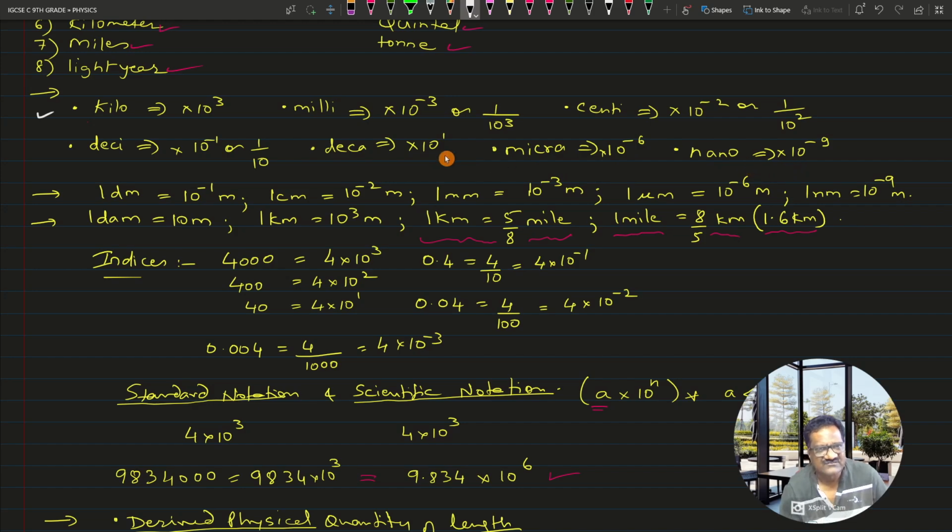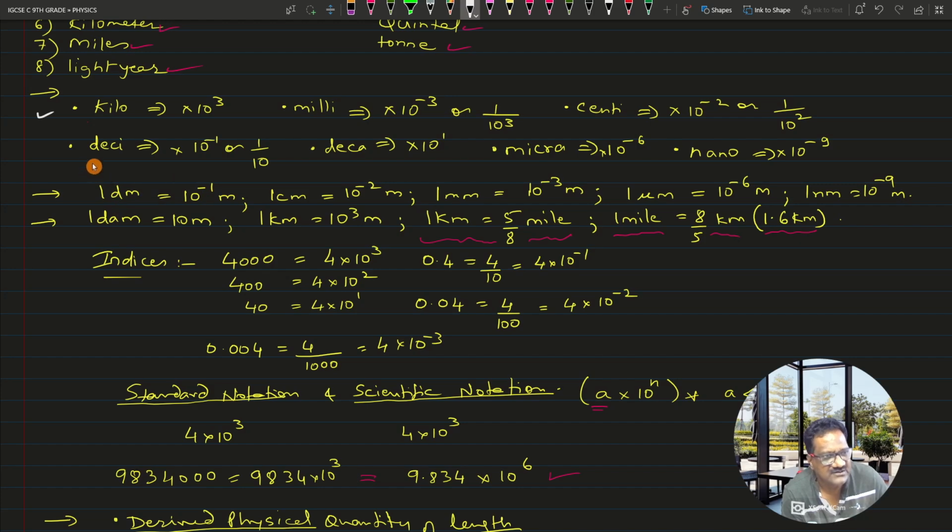As we proceed, we are going to come across all these things once again, and there you will get the connection between these numbers, the 10 to the power something, and these words. Now, 1 dm. What does dm mean? 1 dm is decimeter. dm stands for decimeter.